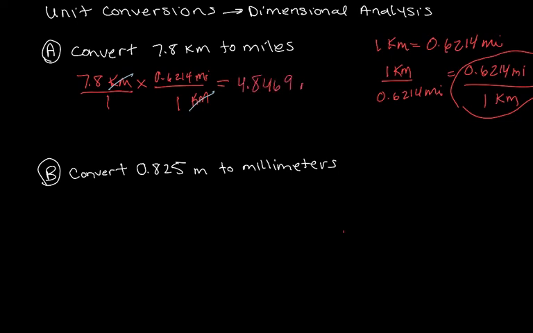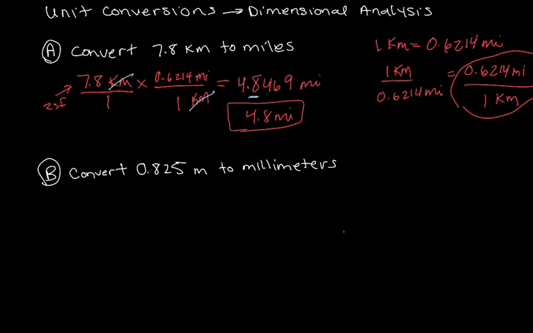And we get a number that is 4.8469 miles. But remember that we've learned significant figures, and we are only as good as our weakest link. And so our measurement here has 2 significant figures. So we're limited by 2 significant figures. So we round our final answer to 4.8 miles and report it like so.